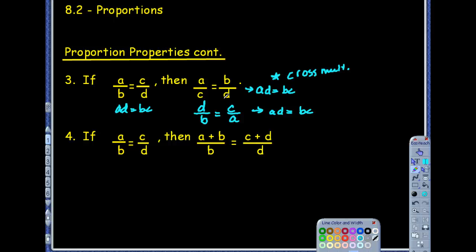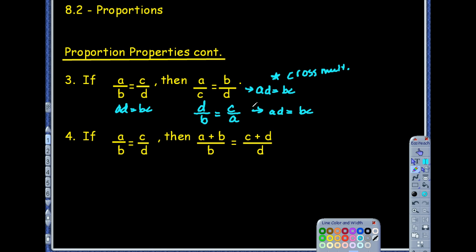Okay, now this next one's a tad different. Notice it still starts with the same true proportion, A over B equals C over D. Then they're saying A plus B over B is equal to C plus D over D. So what are you noticing we're doing? It looks like I'm adding the denominator of the fraction to its numerator each time. And they're saying this is true. This is a property. Properties are true.